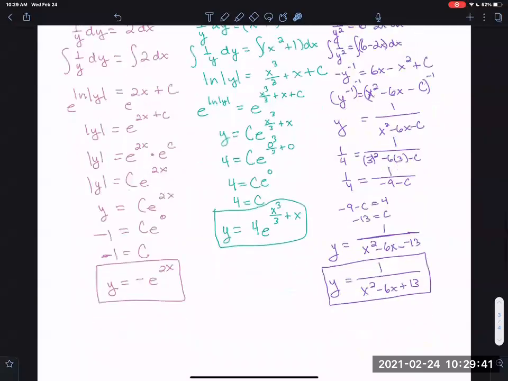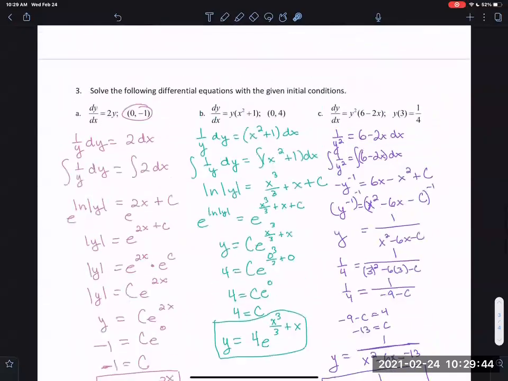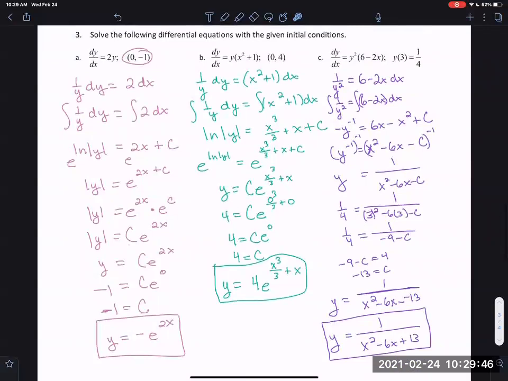One thing I would like to say about these problems in general: once you've taken the antiderivative of both sides, you do have the option. Once you're at that stage, and I've taken the antiderivative, you are technically free to solve for c whenever you wish.